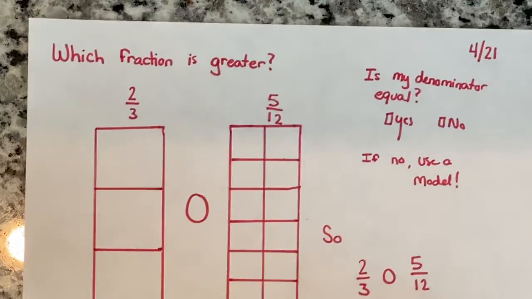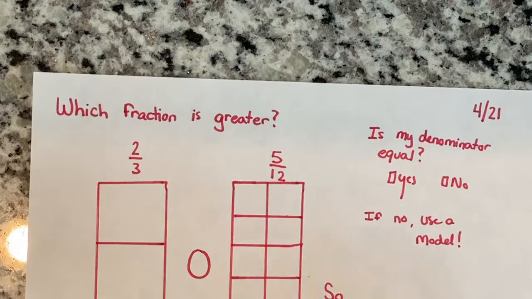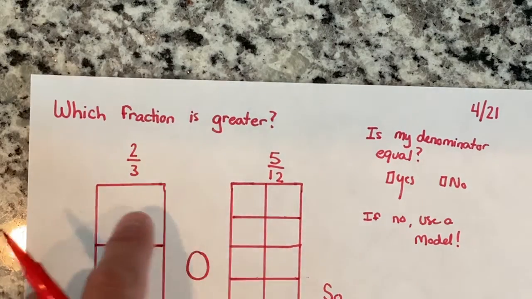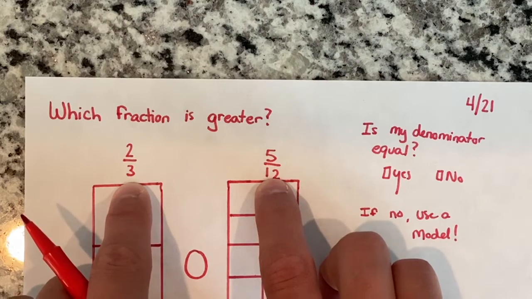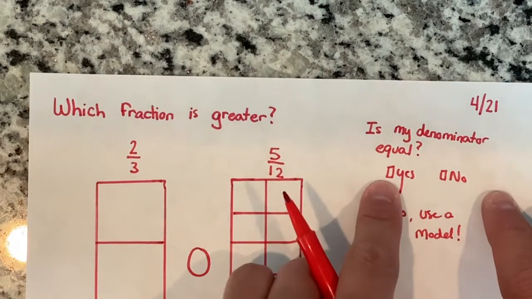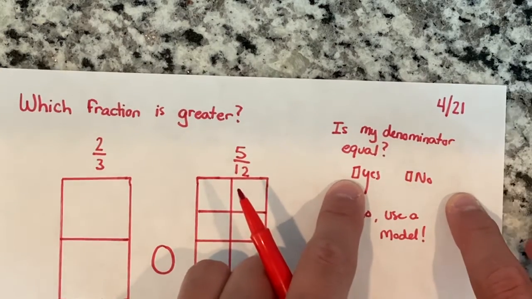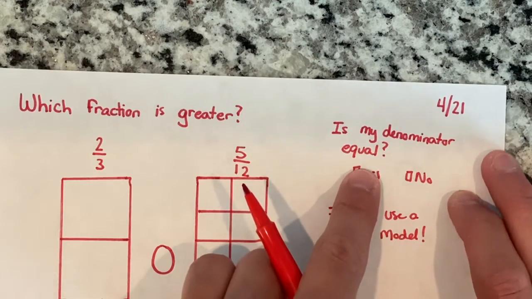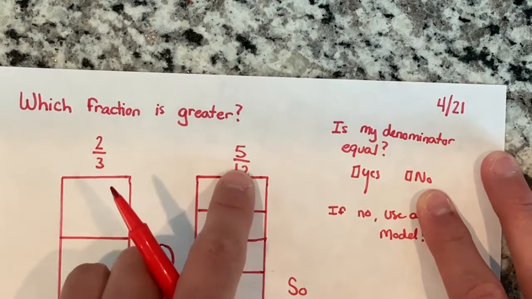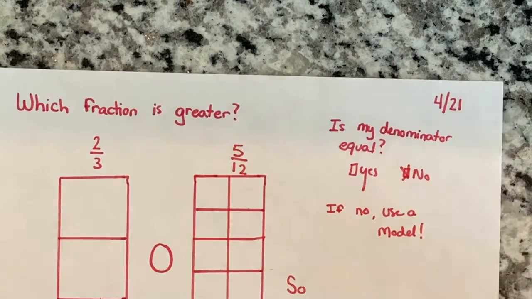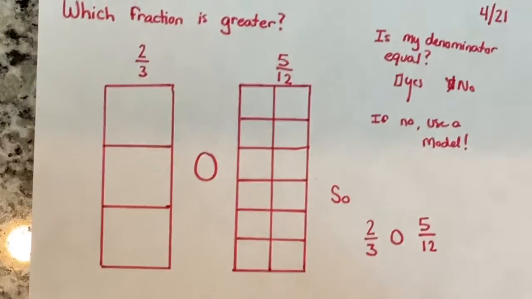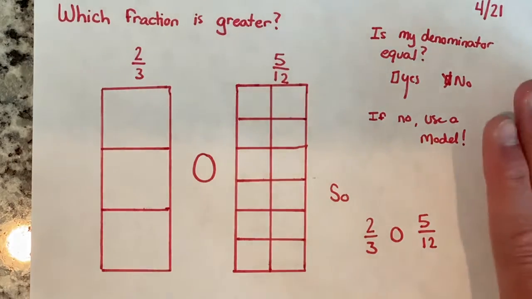Let's take a look at this one. In this situation, I'm going to look to see which fraction is greater, 2/3 or 5/12. I want to go through my thought process. Is my denominator equal? Are these numbers the same? Thirds and 12ths are not the same. So I'm going to use my model to help me solve. I need to shade in 2 of the 3 pieces.